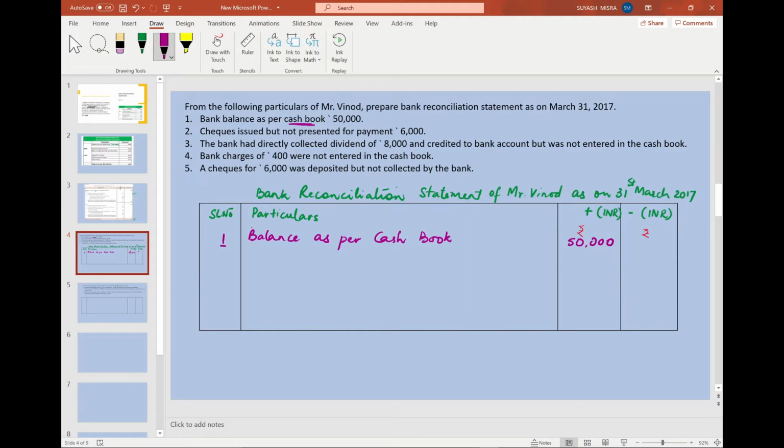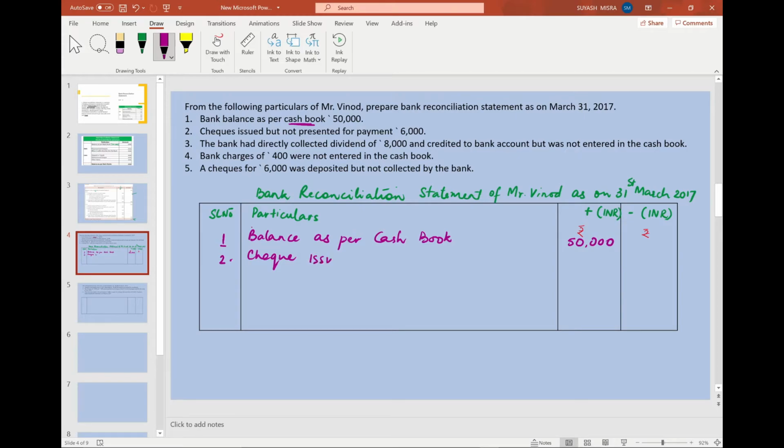Next one, check issued but not presented for payment. That means Mr. Vinod has issued a check, but the check has not gone in bank. So when he presented the check, the cash book had reduced by 6,000. The amount had reduced because I showed amount check issued, but this amount has not been presented in the bank yet. That means my bank balance is showing more. So I'm going to add it up to bring it to that level, right? So I will say check add, all right?